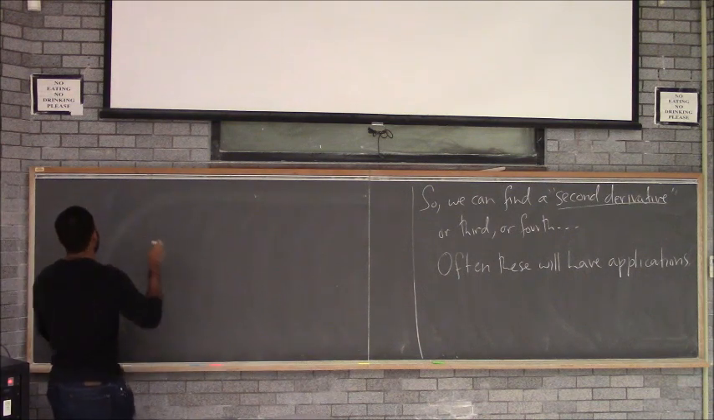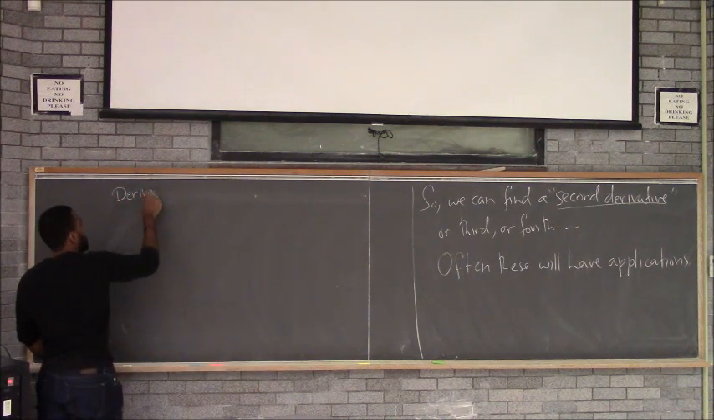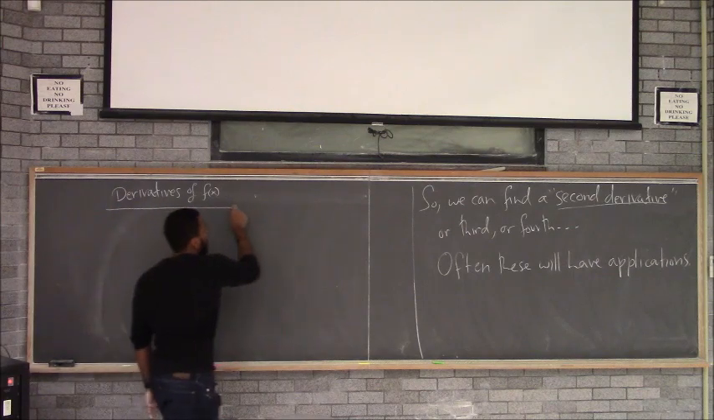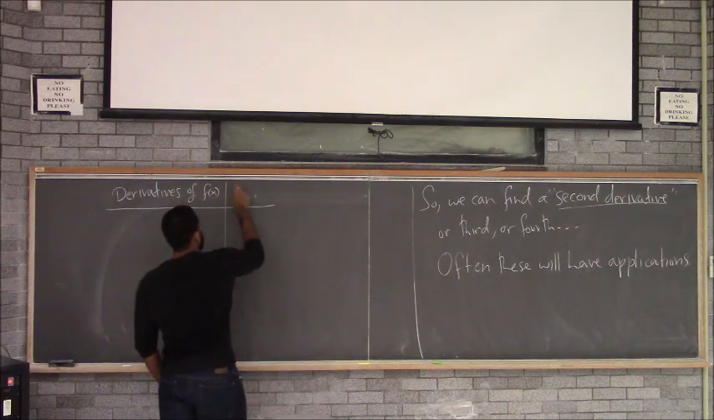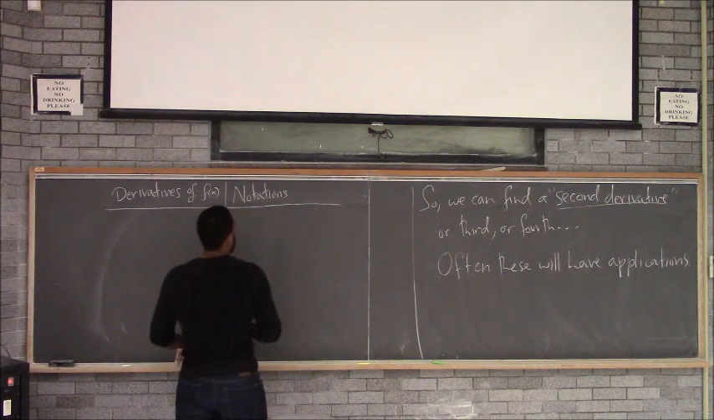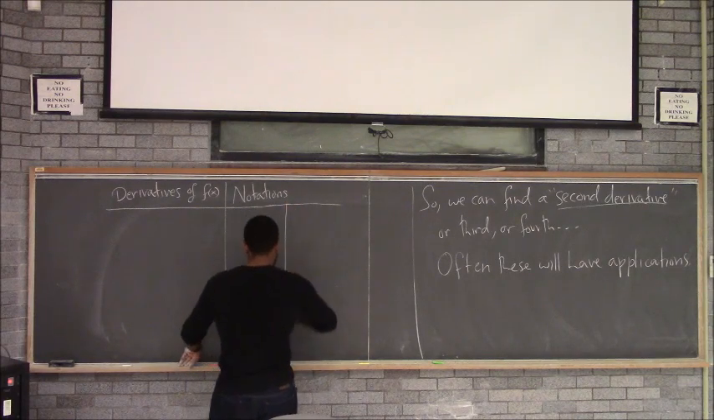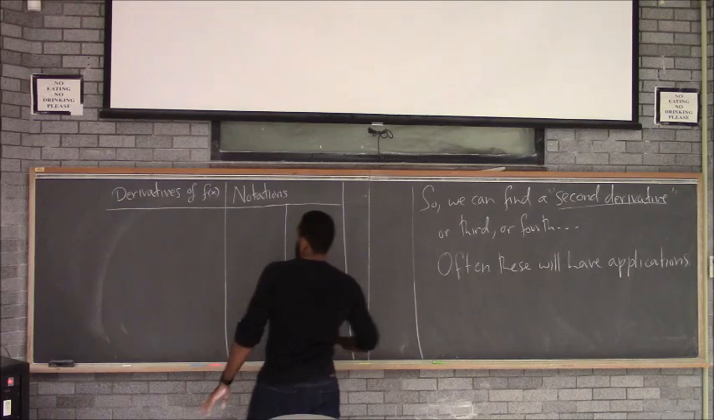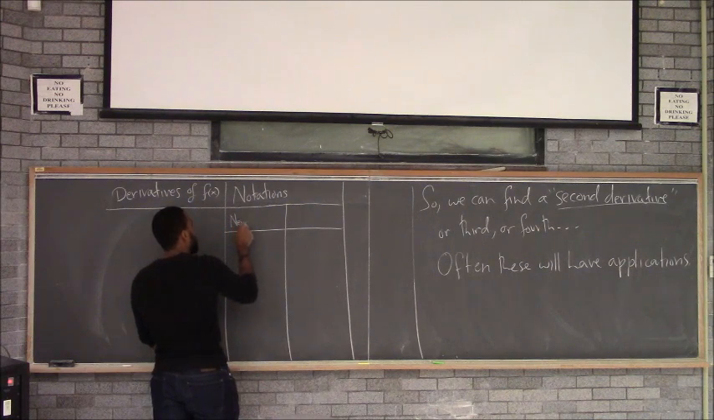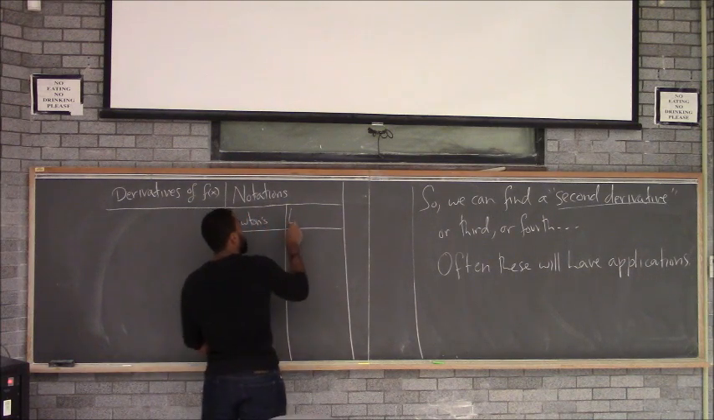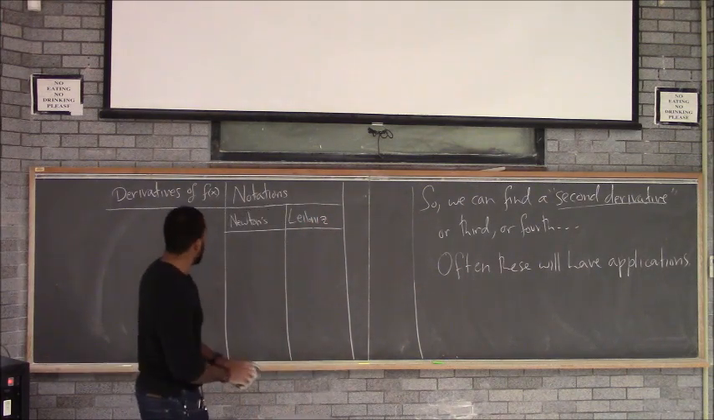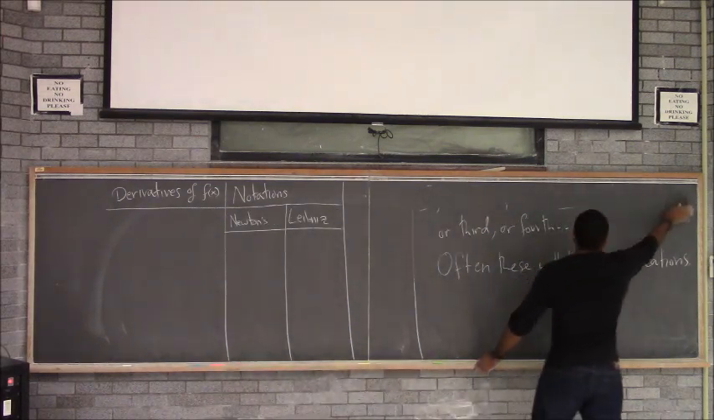So let's talk about derivatives of a function f of x. Let's talk about the notations for this. That we can kind of split into two parts, actually: the Newton notation and the Leibniz notation. And let's look also at maybe an application.